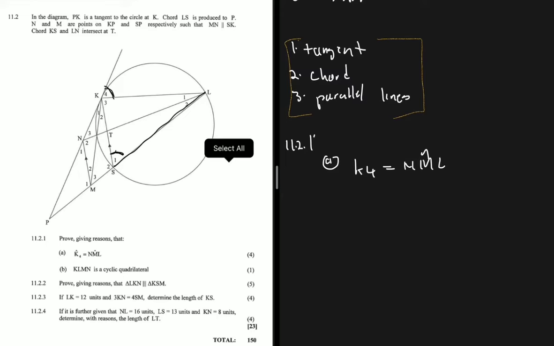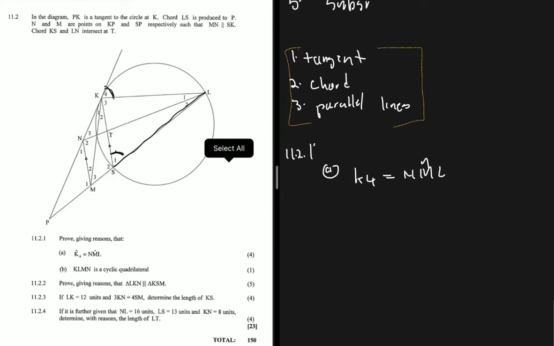Let's move to number two. Number two is chord. Chord, we used it with the tangent, so it also cannot help us. Let's move to number three, which is parallel lines. So we can see that NM is parallel to TS, right? If they are parallel, then that means that N2 is equal to this angle T here. And it means that this angle here is equal to this angle S here, right?